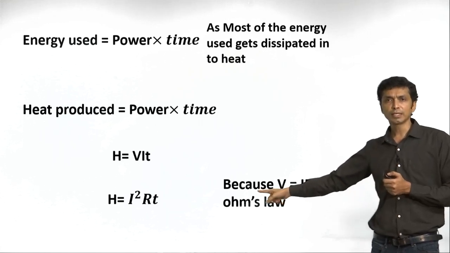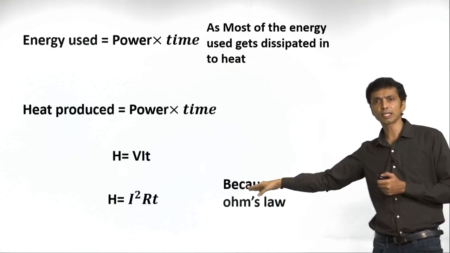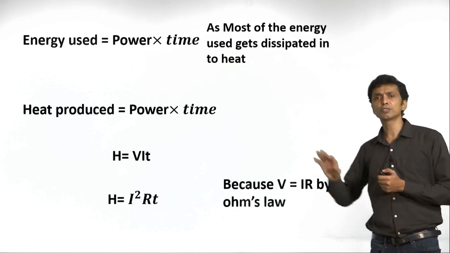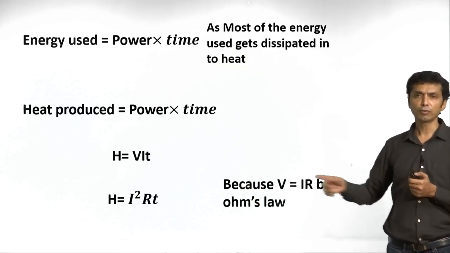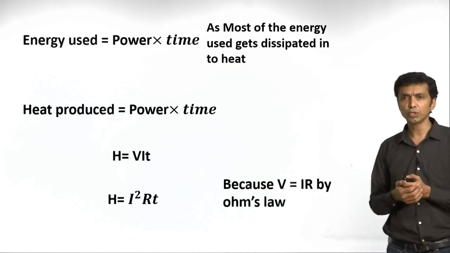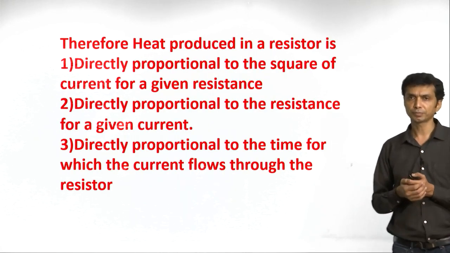So, this is what Joule's law of heating tells. If you want more heat to be produced, you have to use more resistance, directly proportional. If you want to produce more heat, more current needs to be supplied. If you want to produce more heat, the device has to be in use for more time. So, that is what we have written down here.